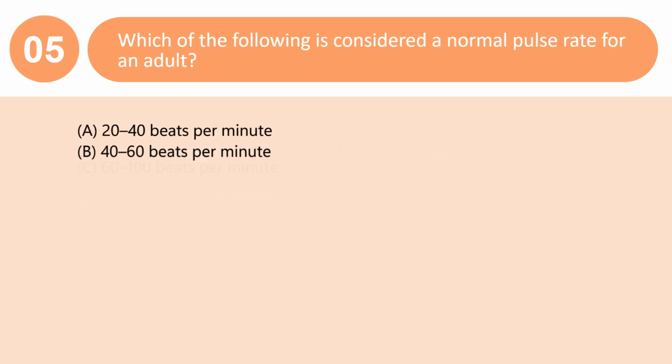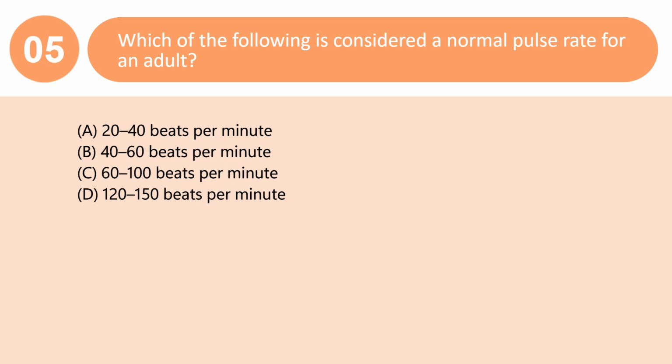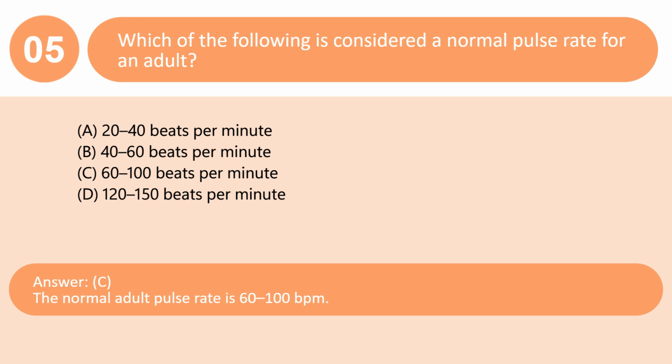Which of the following is considered a normal pulse rate for an adult? A. 20 to 40 beats per minute. B. 40 to 60 beats per minute. C. 60 to 100 beats per minute. D. 120 to 150 beats per minute. Answer, C. The normal adult pulse rate is 60 to 100 bpm.